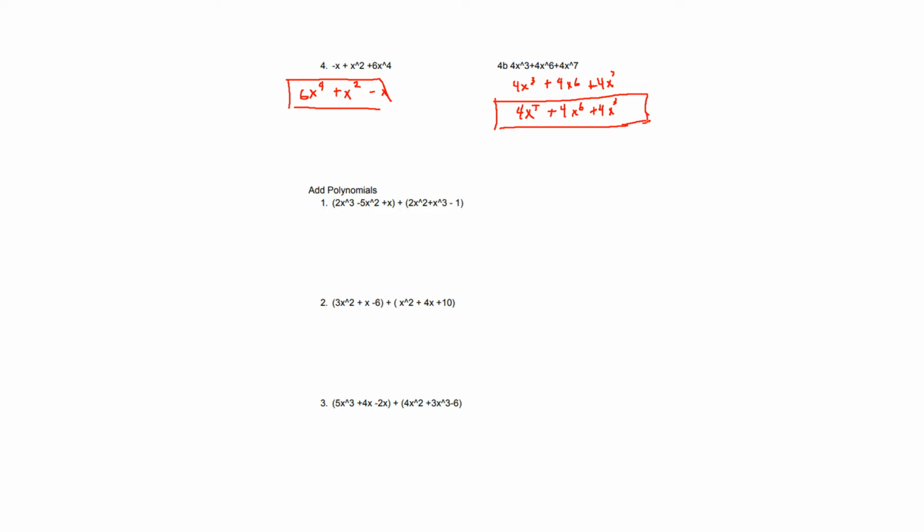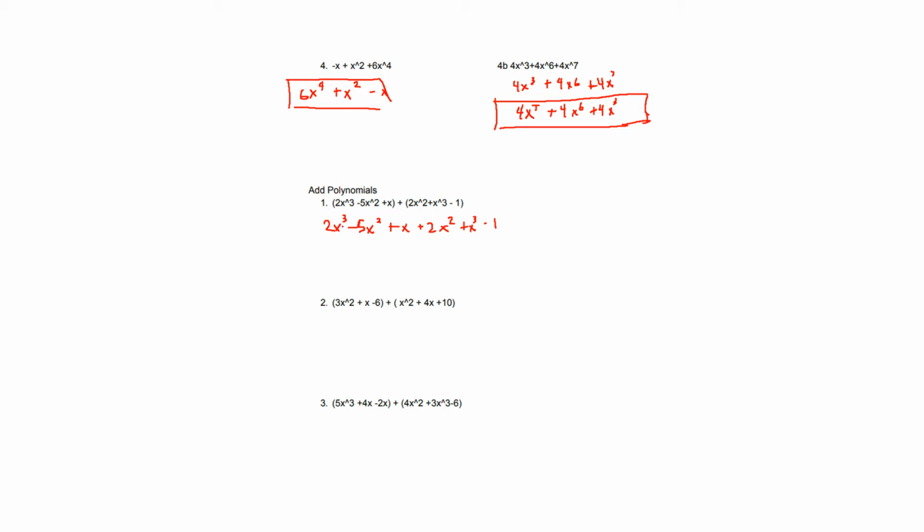Okay. Now this next part, you need to add the polynomials. To add polynomials, basically you're just going to combine the like terms. So for number 1 here, it's 2 times x to the power of 3 minus 5 times x to the power of 2 plus x plus 2 times x to the power of 2 plus x cubed minus 1. So this might look like a lot, but what you have to do is just add the ones that have the same variables, basically.